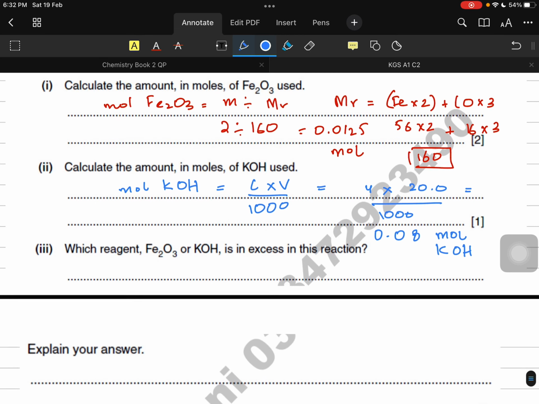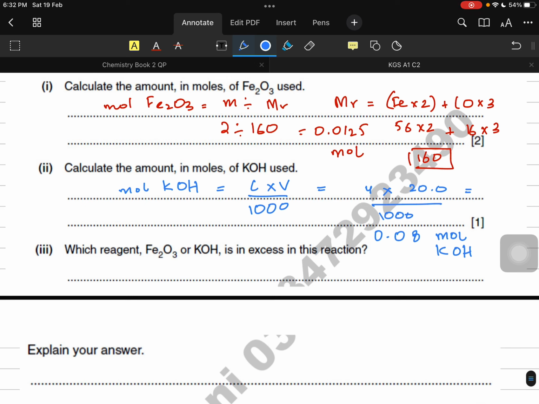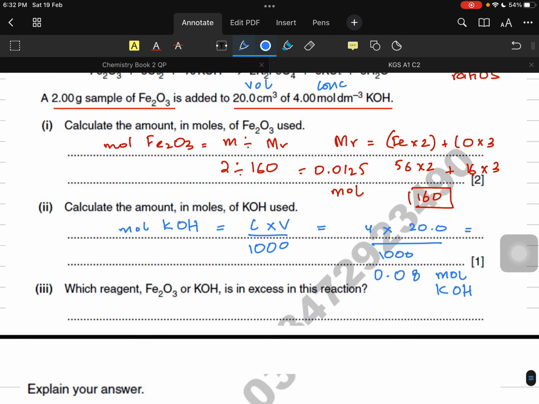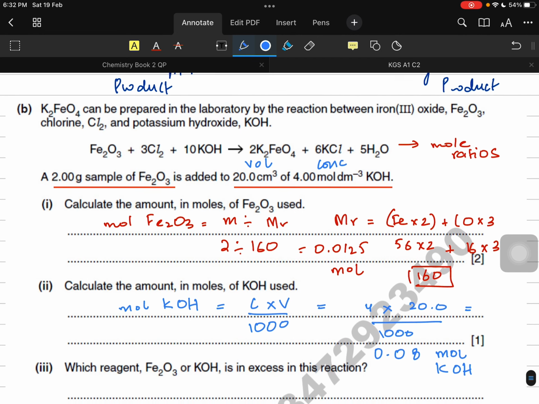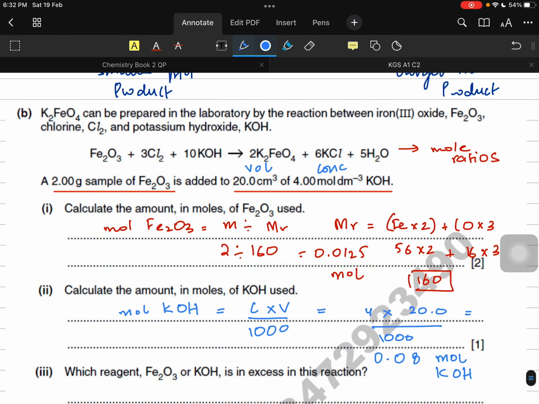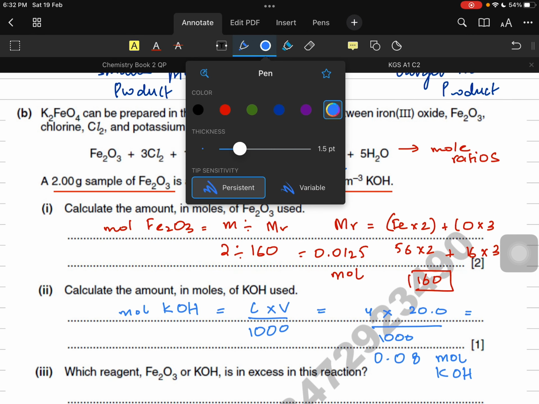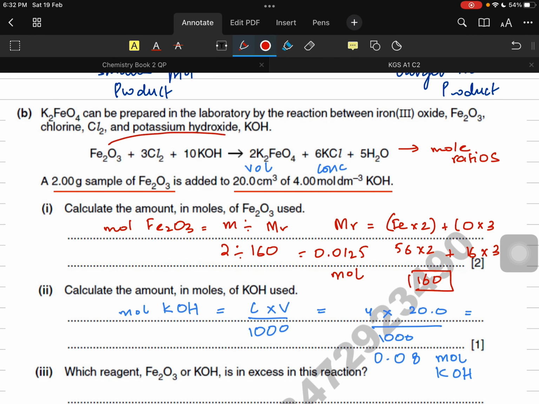The question continues to ask us which reagent, Fe2O3 or KOH, is in excess in this reaction. We can't just compare the moles right away. We need to find their ratios with the product first, and then we can say. So let's find the ratio of Fe2O3 with one of the products. I'm going to select Fe2O3 with K2FeO4 as a product. So the ratio is 1:2.